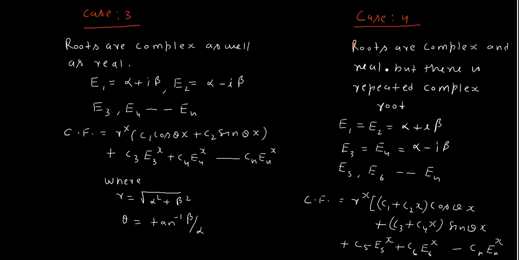Maybe some real root is also repeated, then in that situation, as we discussed in case 2, we write the complementary function for repeated real roots. Suppose e5 and e6 are equal, then (c5 plus c6x) into e5 to the power x, up to cn en to the power x. So mainly these are the four categories, but you may also combine case 2 and case 4, meaning a real root is repeated and a complex root is also repeated, then according to case 2 and case 4, you are able to write the complementary function. So this is the way we write a complementary function.